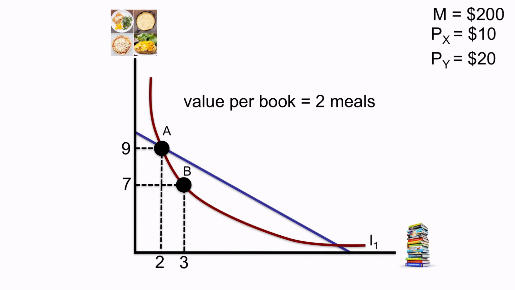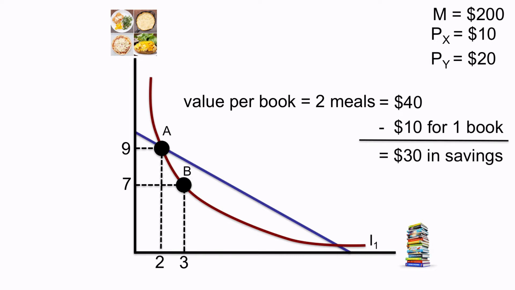But notice that in dollars, what we're saying is that from A to B, Tom values each book at $40 since each meal is worth $20. So if Tom used the $40 to buy only 1 book, he would end up with a $30 savings. So he could easily use his extra $30 to buy 3 other books and then jump to a higher satisfaction situation.